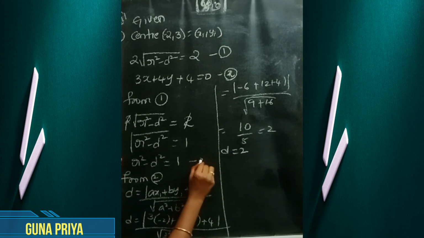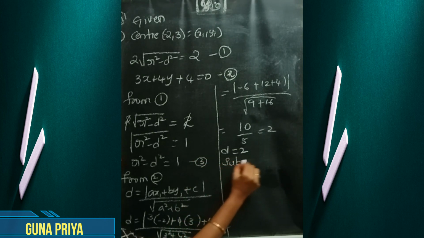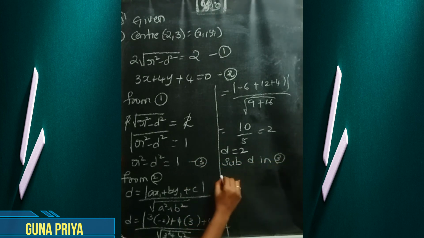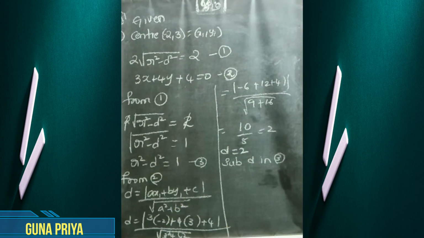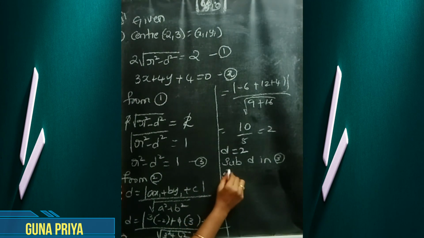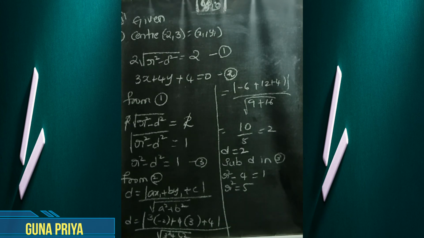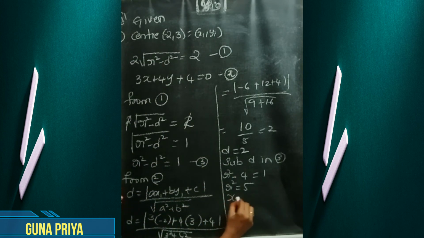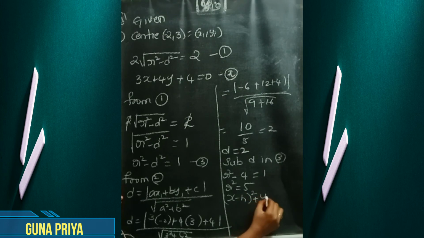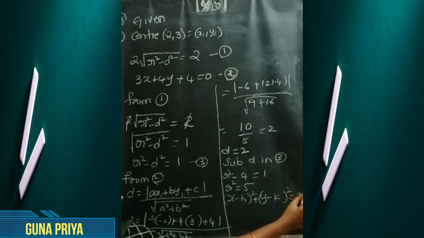Now substitute the d value here. Let's call this equation 3. Substitute d in 3: r square minus 4 equals 1, so r square equals 5. What they have asked is to find the equation. We know the center and r, and there is a formula to find the equation.